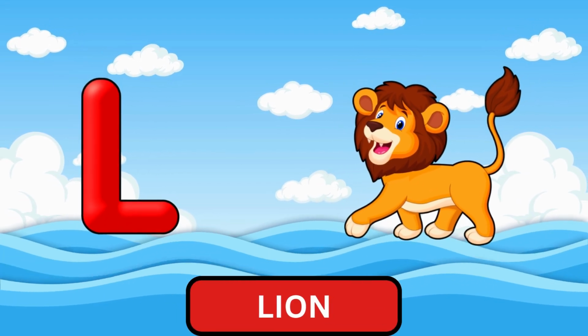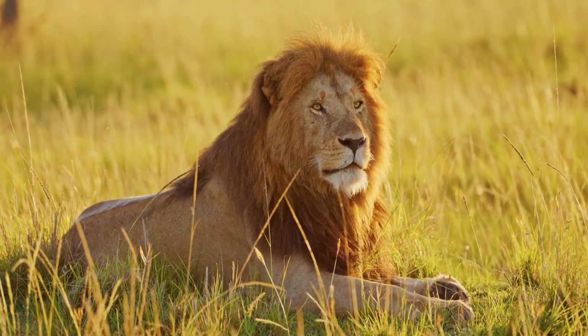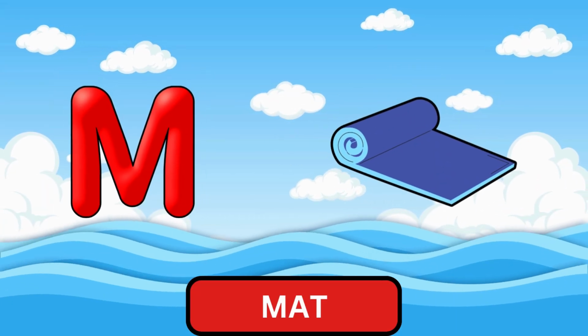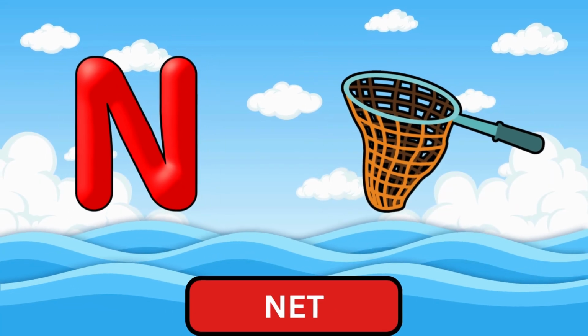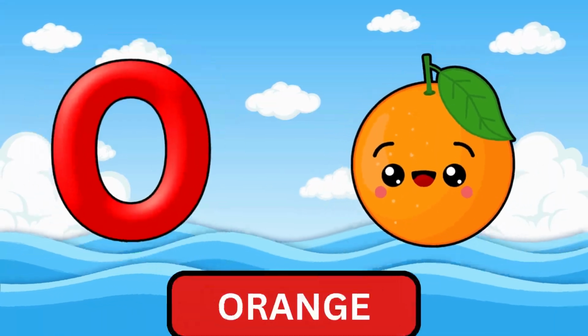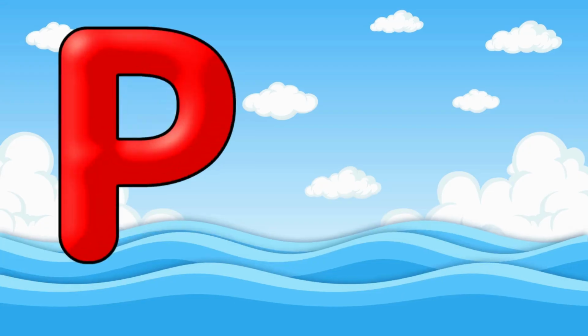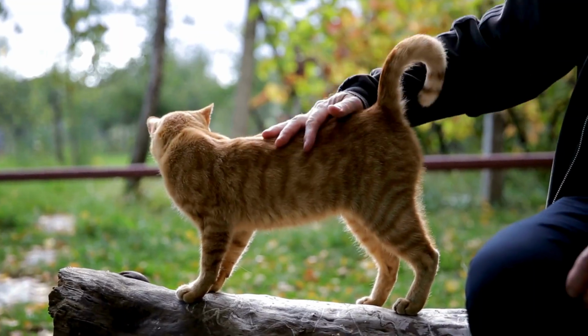L is for lion, l l lion. M is for mat, mat. N is for net, net. O is for orange, orange. P is for pet, pet.